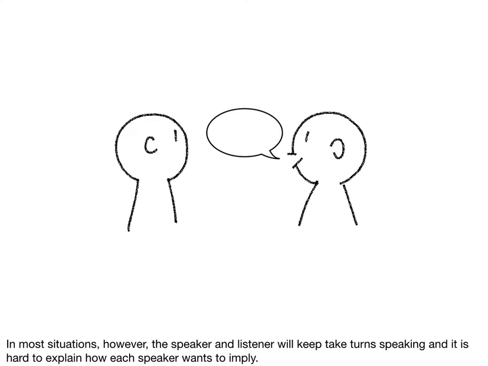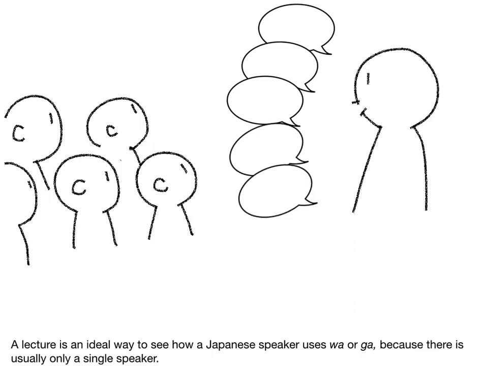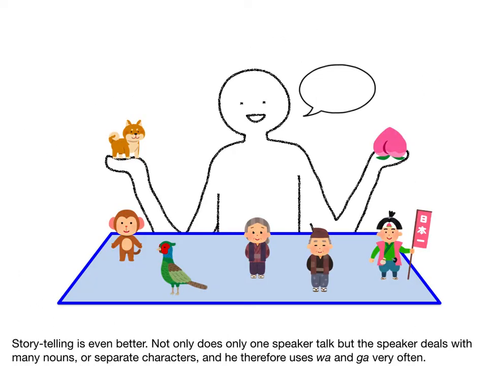In most situations, however, the speaker and listener will take turns speaking, and it is hard to explain how each speaker wants to imply. A lecture is an ideal way to see how the Japanese speaker uses wa and ga, because there's usually only a single speaker. Storytelling is even better. Not only does only one speaker talk, but the speaker deals with many nouns or separate characters, and he therefore uses wa and ga very often.